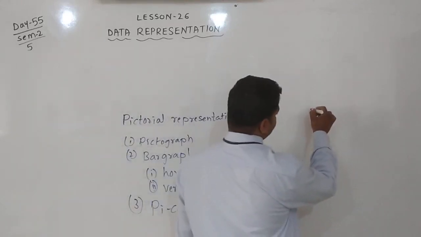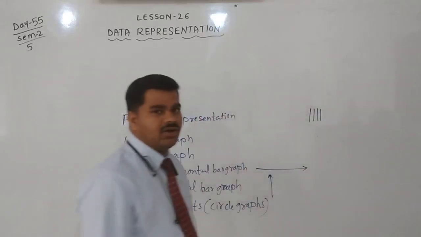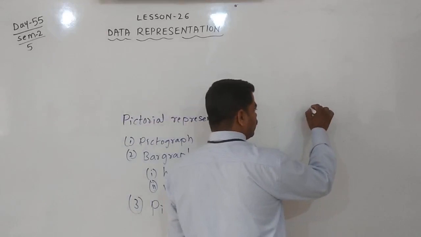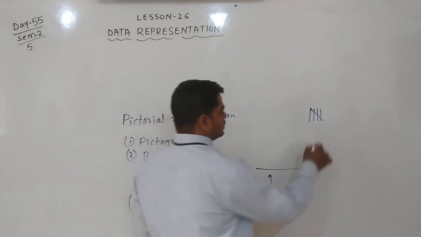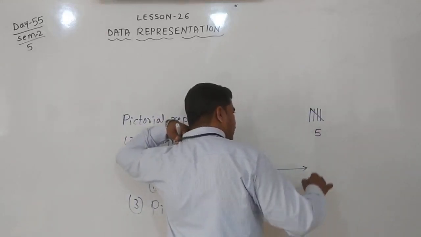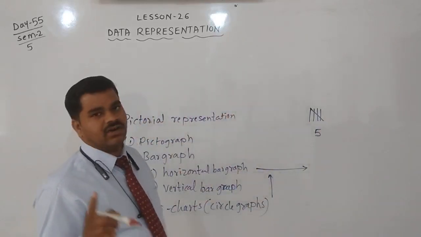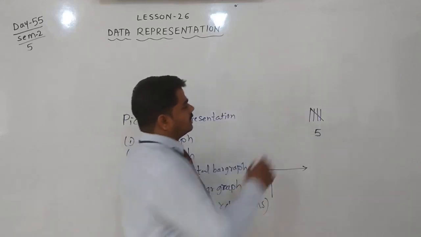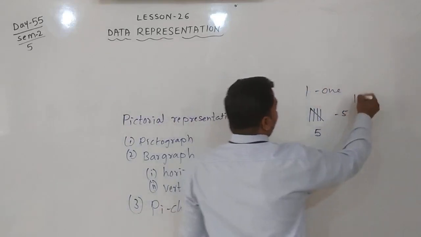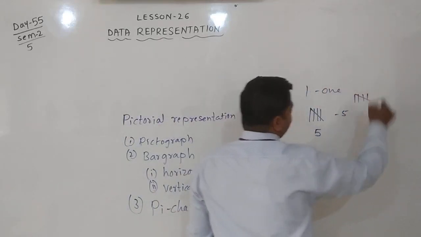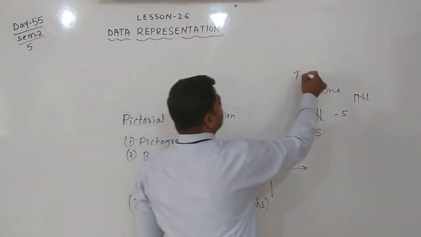Tally marks we can represent like this: 1, 2, 3, 4. Four lines we can draw, and the fifth one obliquely across the four lines. We can count it simply as 5. It implies five lines are there. Each one can stand for one object or one child. Four standing lines and one across obliquely. This is the tally marks.